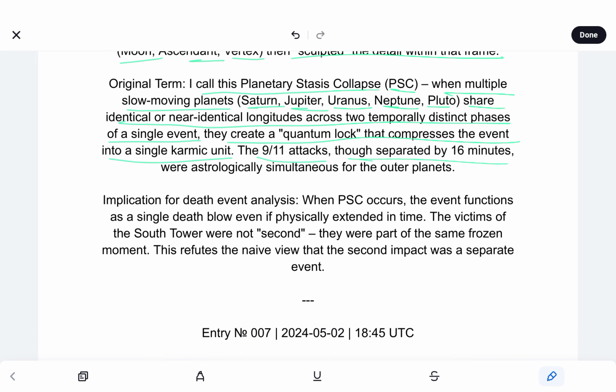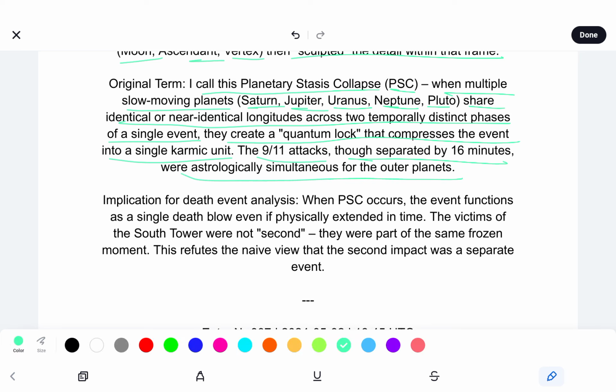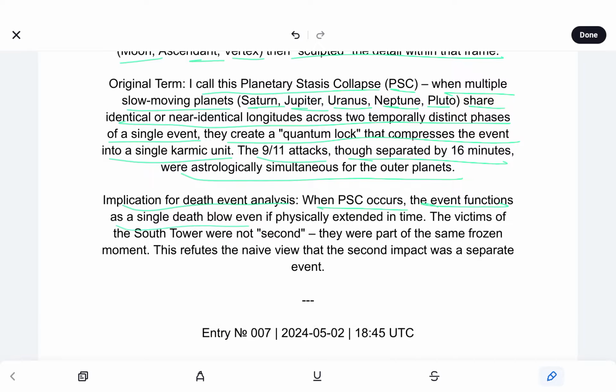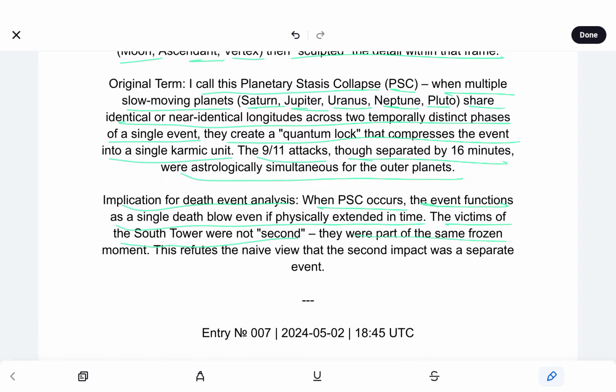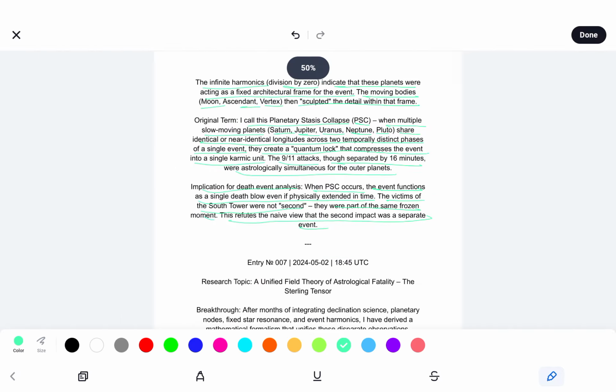The 9/11 attacks, though separated by 16 minutes, were astrologically simultaneous for the outer planets. Implication for death event analysis: when PSC occurs, the event functions as a single death blow, even if physically extended in time. Victims of the South Tower were not second, they were part of the same frozen movement. This refutes the naive view that the second impact was a separate event.